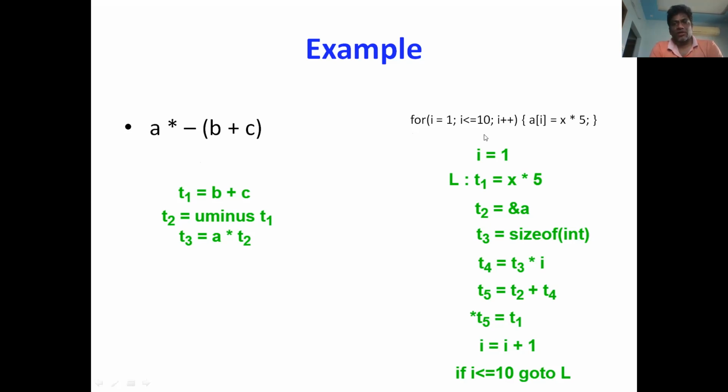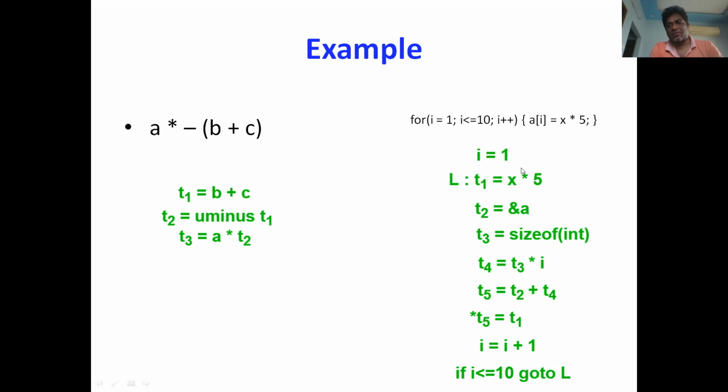Let us see how to convert this for loop. For i is equal to 1, i less than or equal to 10, i plus plus, a of i is equal to x into 5. So when the expression involves an array, you need to carefully convert it into the corresponding equivalent three address instructions like this. Initially, the loop begins at i is equal to 1, and then the statement that needs to be repeated is represented with a label L. t1 is equal to x into 5.